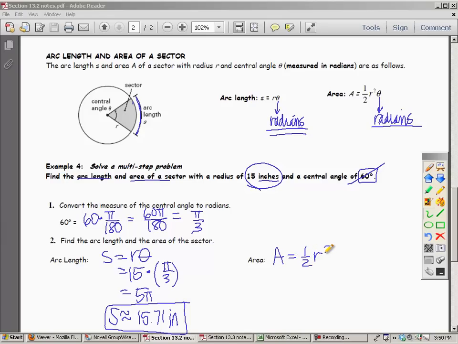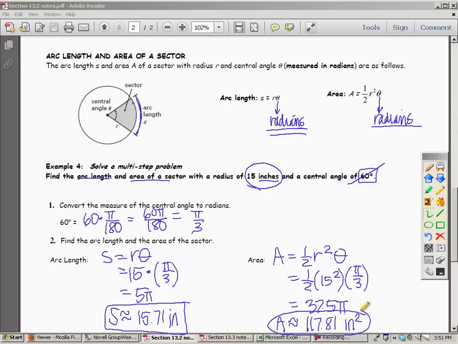When I do the area, I'm going to do the same type of thing. 1/2 times my radius squared times my angle. So my radius is 15, so 15 squared times my angle of pi over 3. Okay, now you could multiply this out. I would multiply the numbers personally. When you do that, you get 112, nope, sorry, wrong number I'm looking at. Let's try again. You get 37.5 pi, but again, I don't know what that means, so I'm going to multiply this out, and the area is 117.81, and because it's area, we say inches squared.